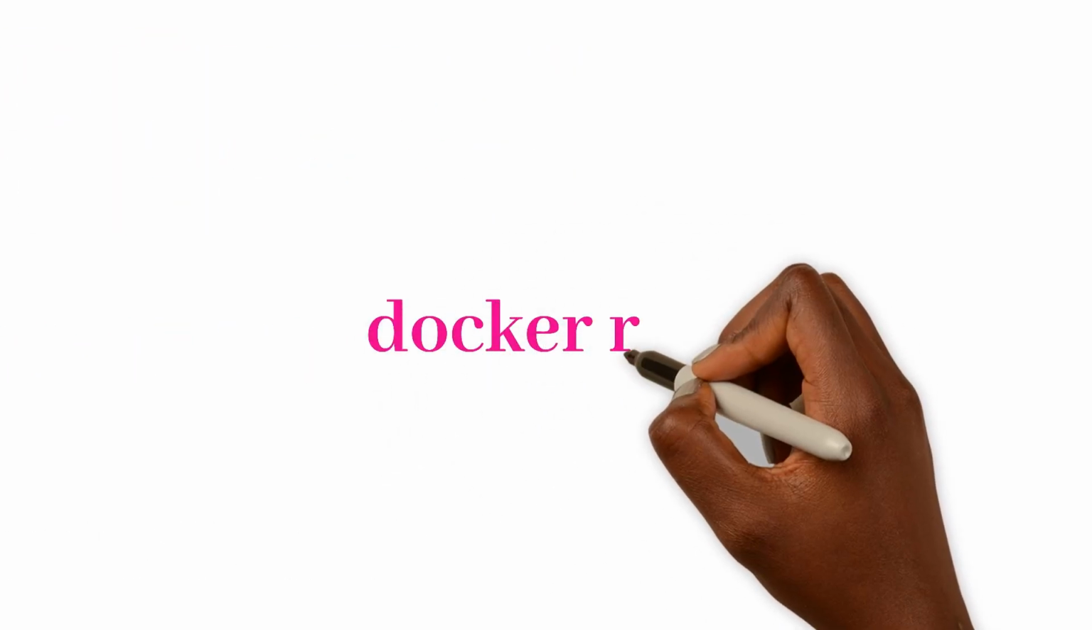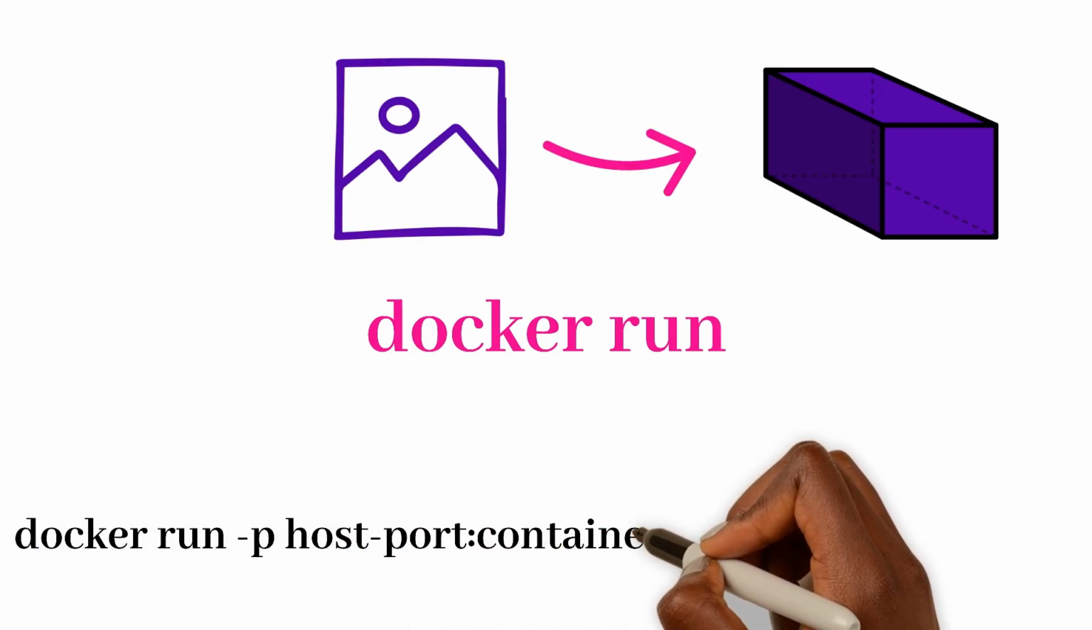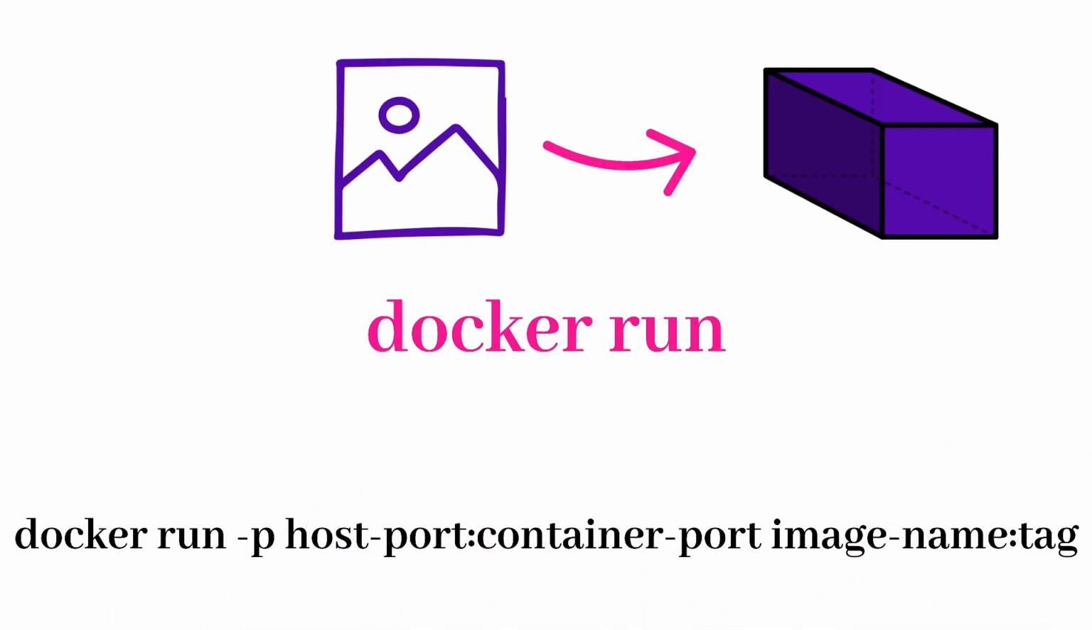Docker run takes a Docker image and starts it up as a running container. The -p stands for publish, or port mapping. This connects a port on your computer, the host port, to a port inside the container, or container port. In your homework, this is how you access your web application running inside the container from your web browser.